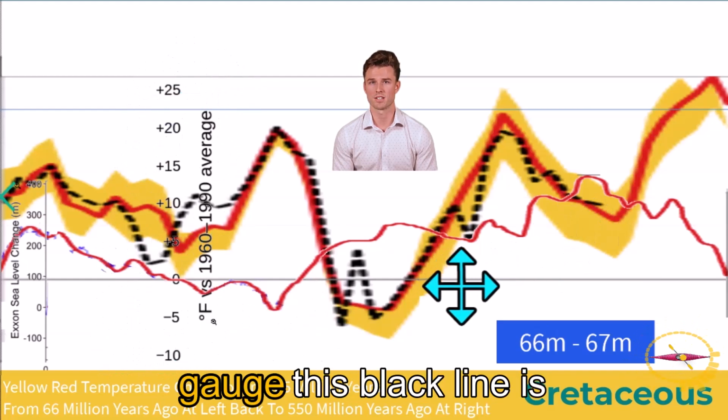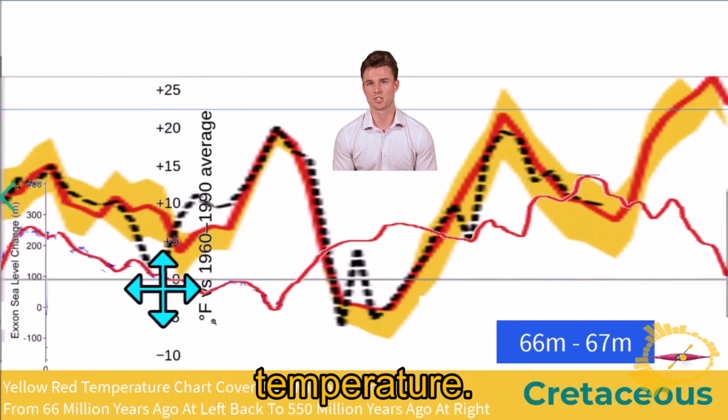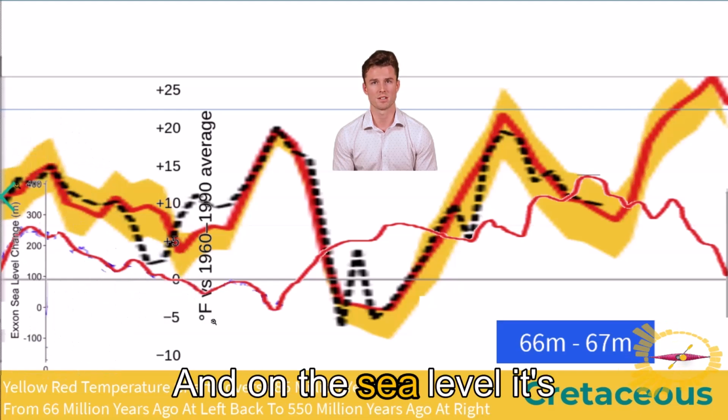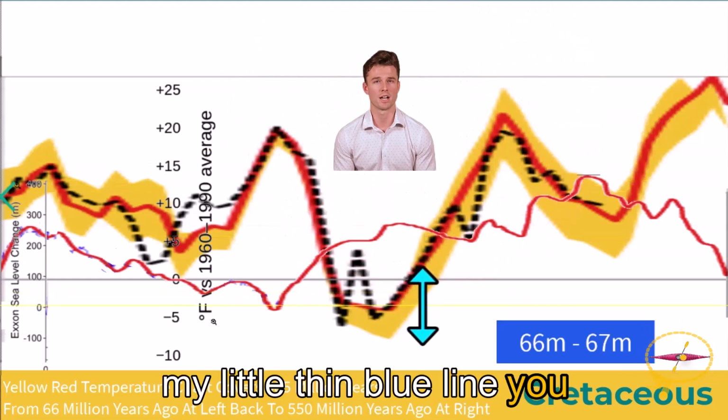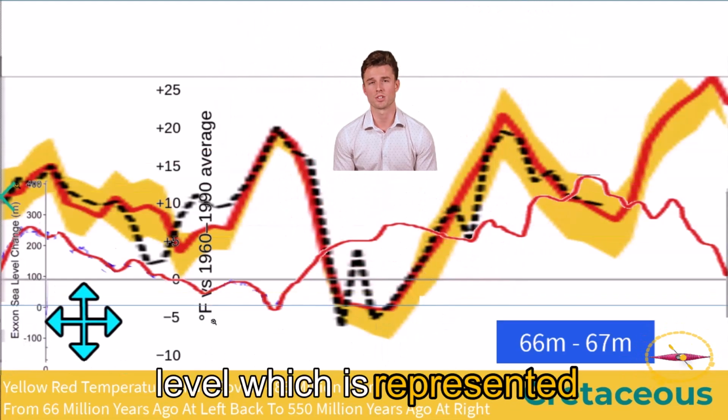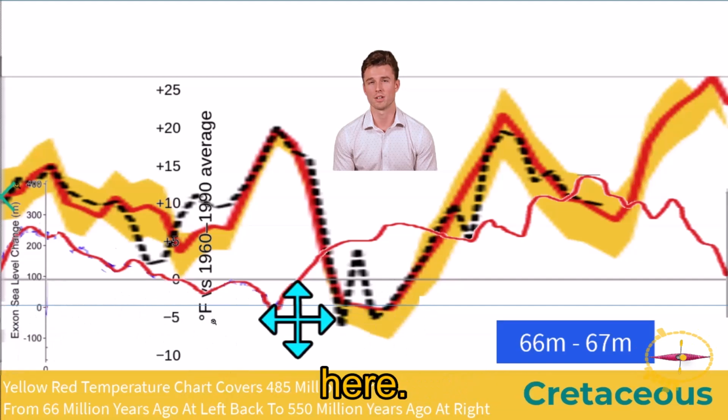Again, on the temperature gauge, this black line is today's average temperature. And on the sea level gauge, and let me reposition my little thin blue line, you can see that today's sea level, which is represented by the 0, goes along here.